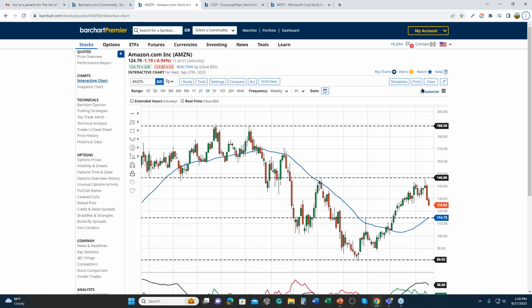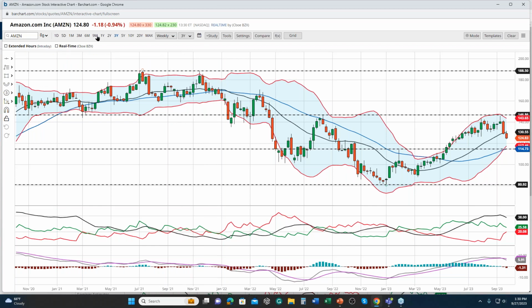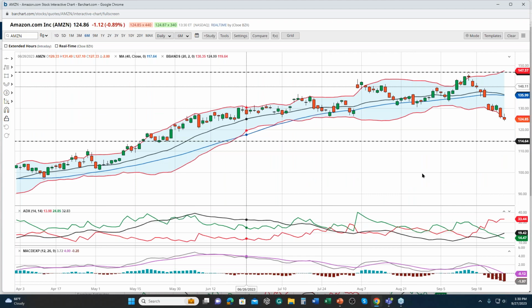All right, so let's go back to Amazon. And so let's drop down from a weekly. I'm going to go to a 6-month daily. And I still have my Bollinger Bands up, so we can start there. And it's kind of interesting today that we can see our weekly outer Bollinger Band lines up with our daily. So this is now kind of telling us that there's some significance to this level, right?